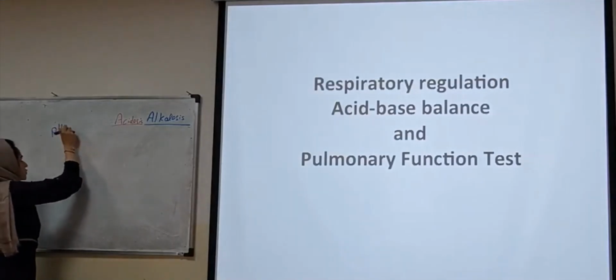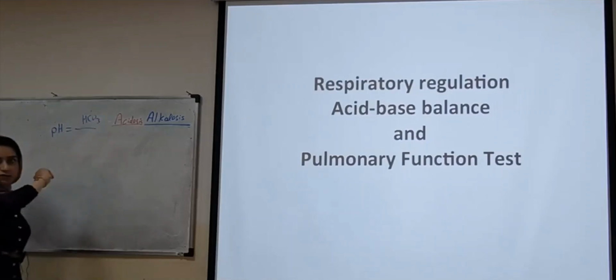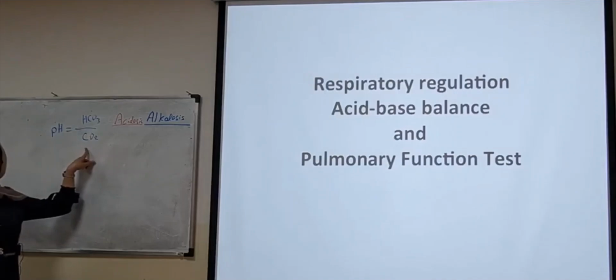So pH is equal to HCO3. Of course, this is the concentration of HCO3 divided by CO2. And this one is dissolved CO2.